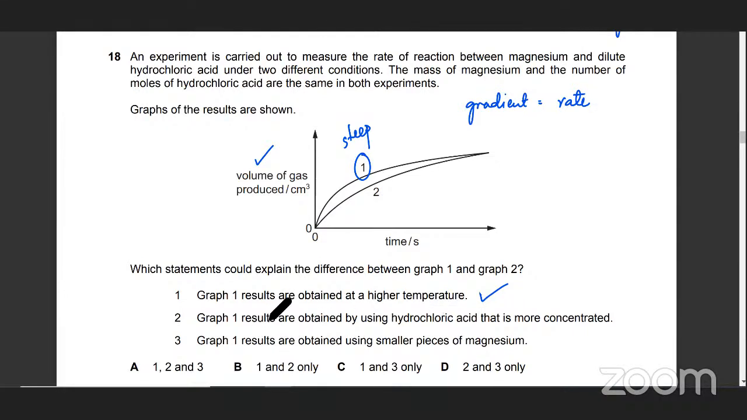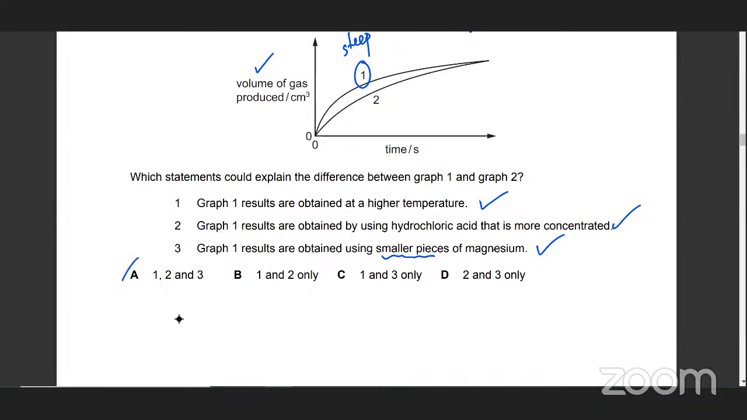Graph 1 results are obtained by using hydrochloric acid that is more concentrated. So sounds good enough क्योंकि concentrated होगा तो reaction ज़्यादा fast होगा. As a graph 1 results are obtained using smaller pieces of magnesium. Is this correct? Yes, it is. क्योंकि smaller pieces use करोगे, powdered use करोगे, तो reaction is going to be faster because you have a greater surface area. तो तीनों correct हैं. So it's going to be A.